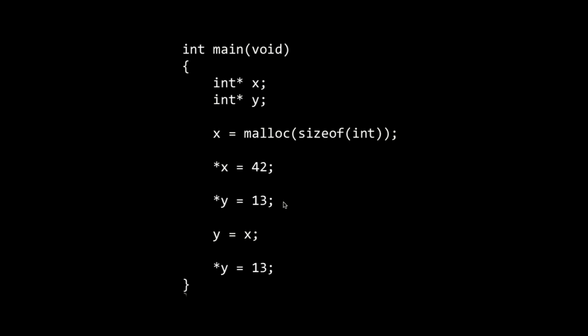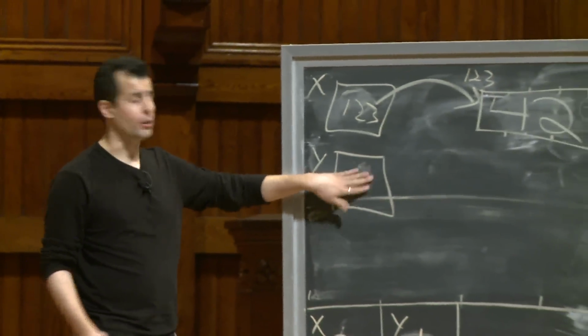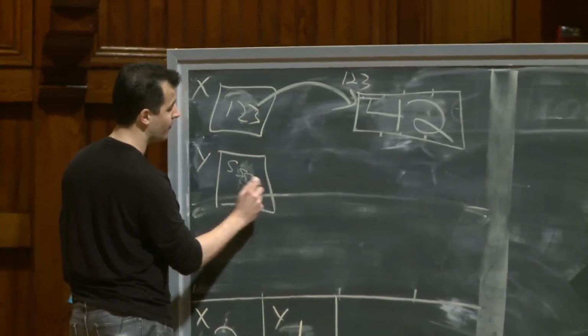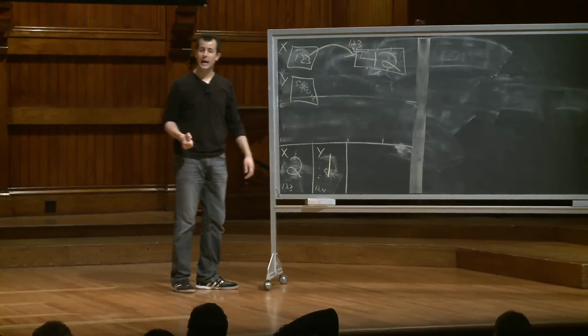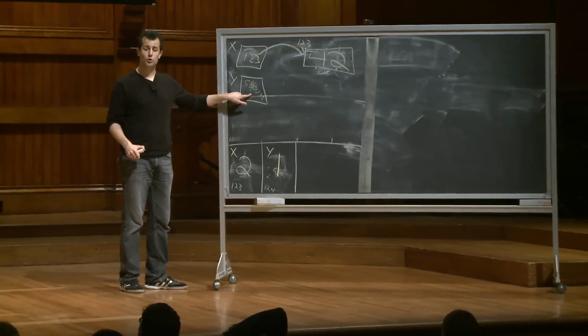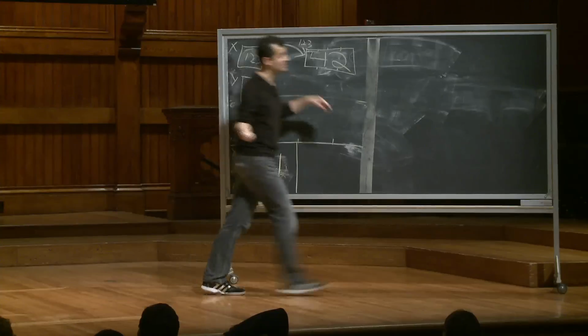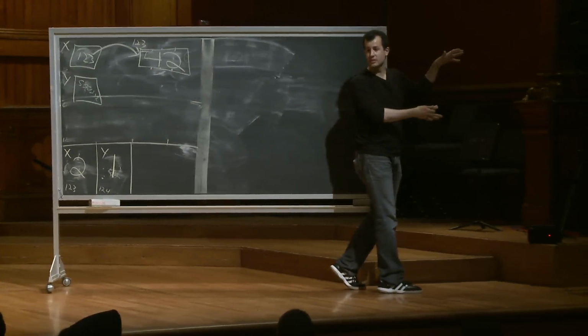But there's a problem now. Star y gets 13. What's going to happen here? Well, the problem is star y, in our simplified world, just means go to the address in y. Well, what's in y? It's some garbage value. So let's assume that that garbage value is like 5551212, something crazy like that. Star y means go to address 5551212. That's like over here. Doesn't exist, for instance.